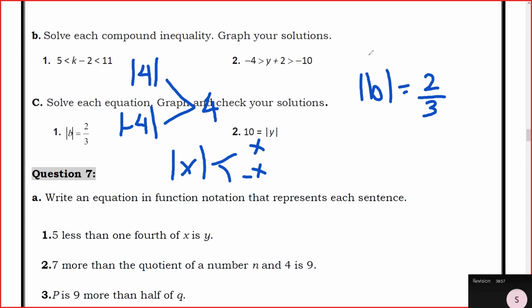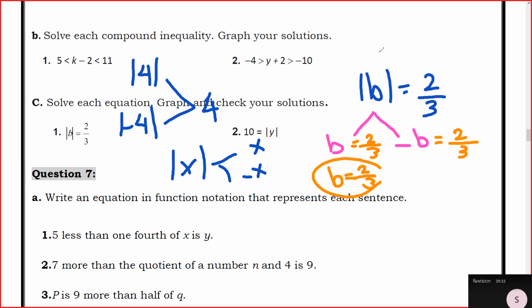The final result must be positive. So if I say the absolute value of any number is 2 over 3, what could the numbers be? It could be 2 over 3, and negative 2 over 3. So in order to solve it, you need to say that it could be B and it could be negative B. So B equals 2 over 3, or negative B equals 2 over 3. So B is 2 over 3, or B is negative 2 over 3.